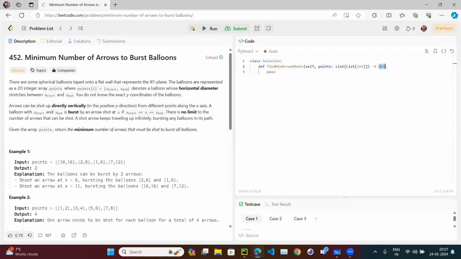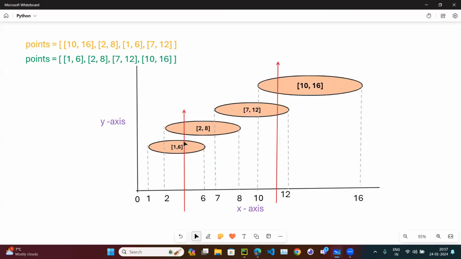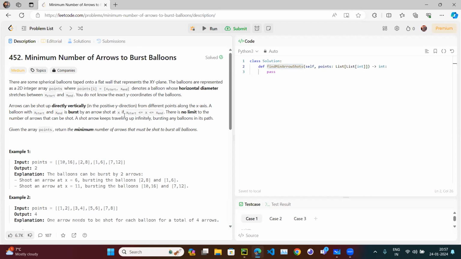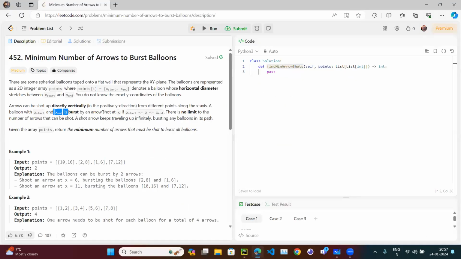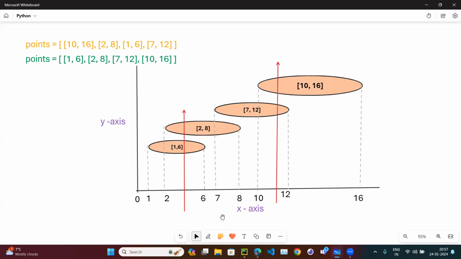So that's why the return type is integer, and points is a list of lists, and it also contains integers, and the function is find minimum arrow solution. Okay. So in this we have drawn that, and they have mentioned the balloon will be burst. So if you read this point, a balloon with x start and x end is burst by an arrow shot at x if x start is less than or equal to x end. So basically they said if we shoot our arrow, as an example, if I shoot our arrow here, will the balloon burst?